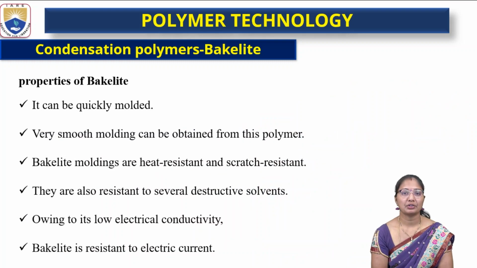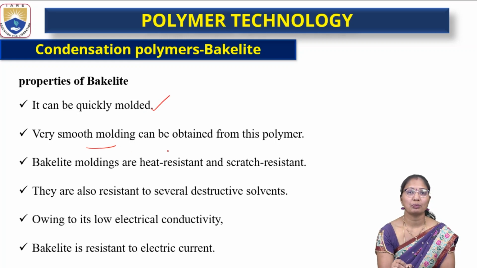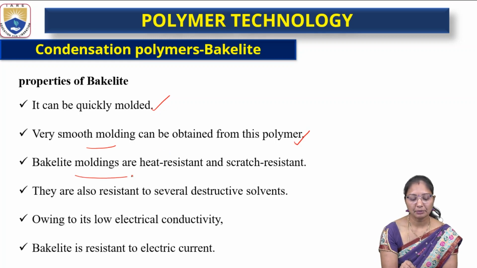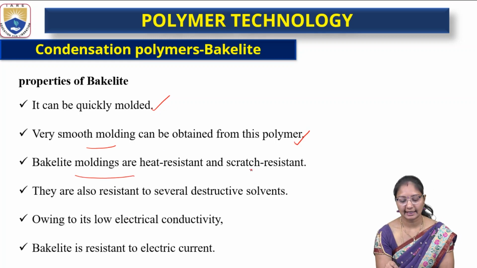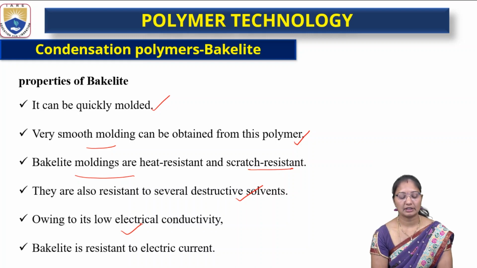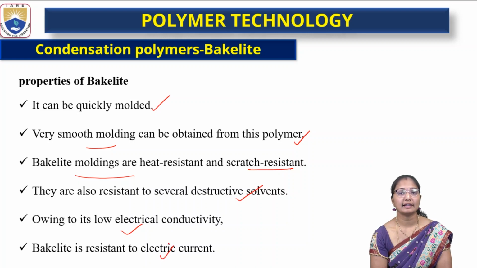What are the properties of bakelite? It can be quickly molded, and very smooth moldings can be obtained from this bakelite polymer. And bakelite moldings are heat resistant and scratch resistant. They are also resistant to destructive solvents, meaning they are chemically inert. They won't react with other chemicals easily. And its heat conductivity is very low, electrical conductivity is very low, and it is resistant to the electric current.